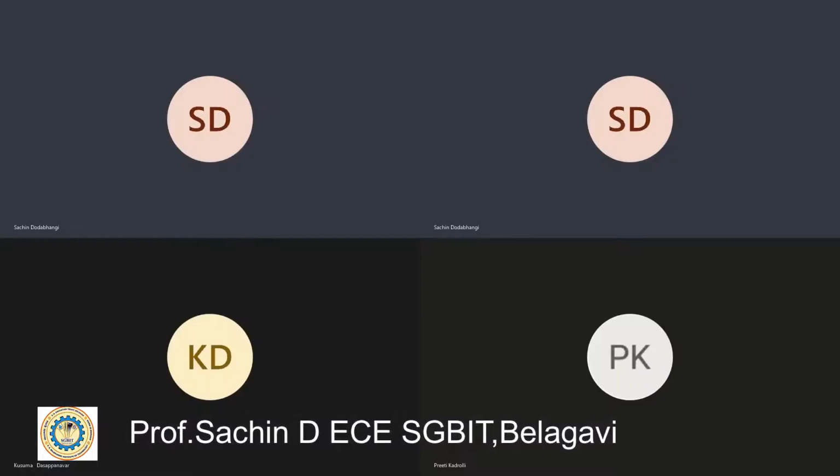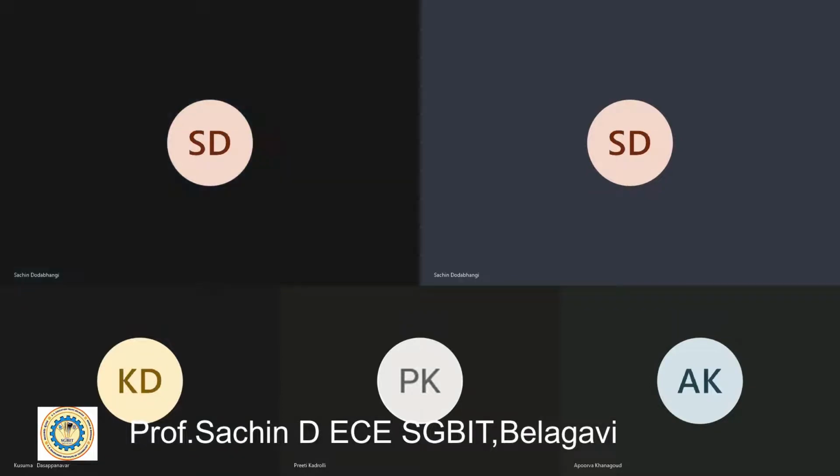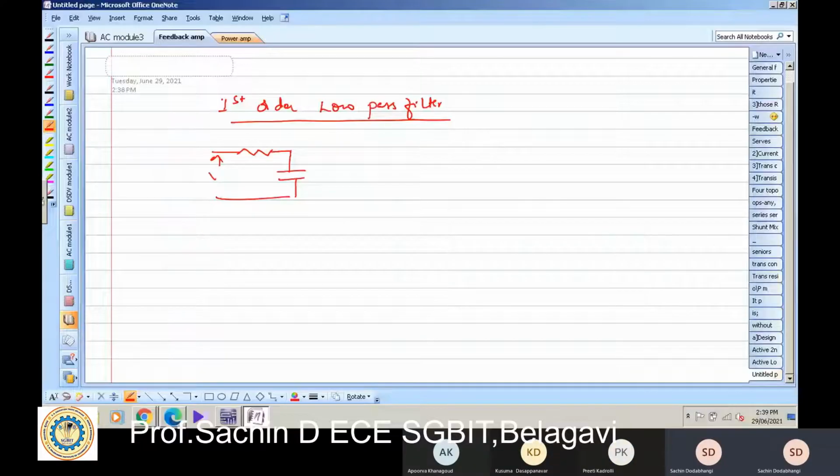Filter, resistor and capacitor. Here I'm giving the input voltage, and here is my resistor, and here is my capacitor. I'm taking the output voltage across the capacitor.